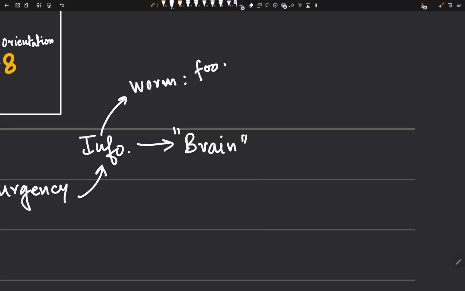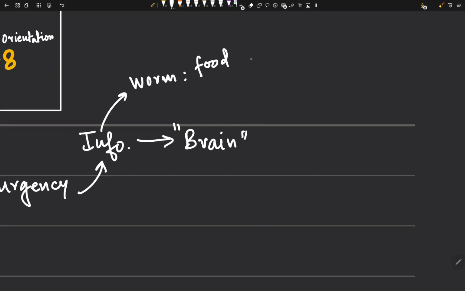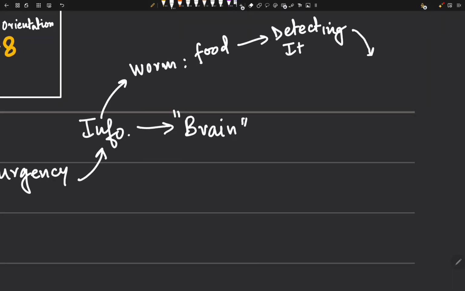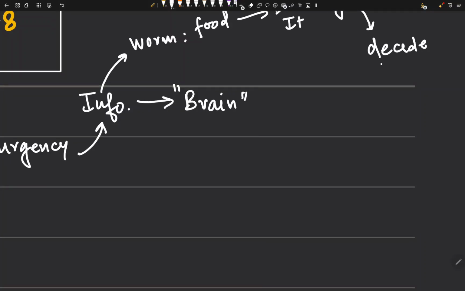Now the food exists. Once you feel that food exists, you need to detect it. Detecting it is very important. Then you need to really decide, hey, should I move or should I not move? Then you need to decide. And then you need to move as a worm to eat that. And only then are you going to eat that food. Now, these are actually four different problems.